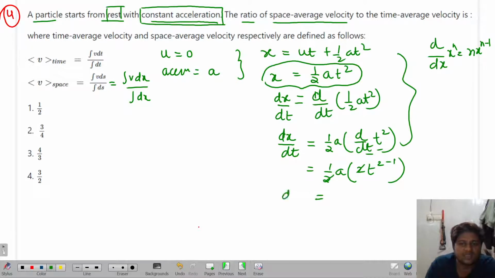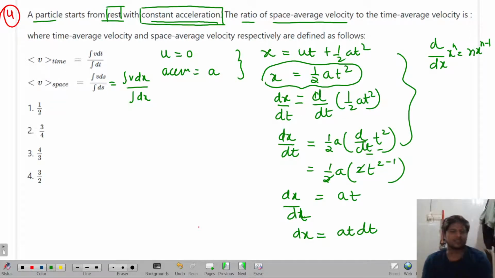This dx by dt is how much? It is nothing but equal to a into t. Can I say that dx becomes a into t into dt? Oh, this is chamatkar. Look over here. V of t is what? Integral v dt by dt. Now, here it was written dx and dx. But I have converted my dx into smaller time intervals.